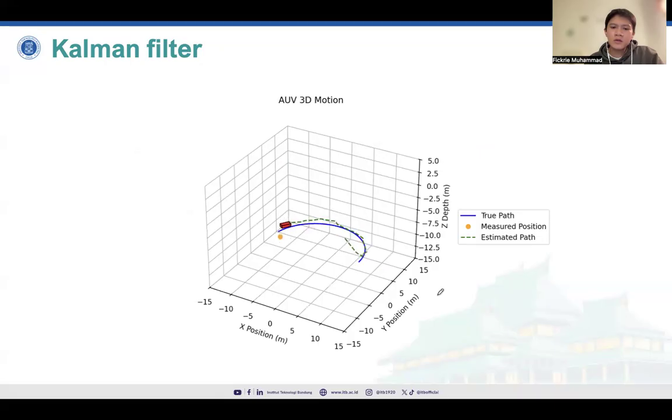So for example here, the movement of an AUV in 3D motion. We have the true path, which is shown as a blue line. Then we have the measured data, and then we have the estimations. As we see here, the measurement is not always aligned with the true path, but sometimes it does align. And our estimation is also not always aligned. And at the end, it combines both the model and the predictions, and we'll have the best estimation of our AUV.